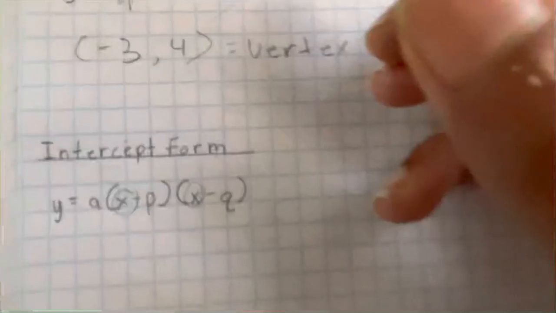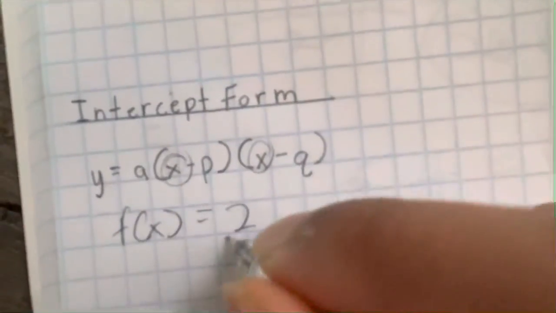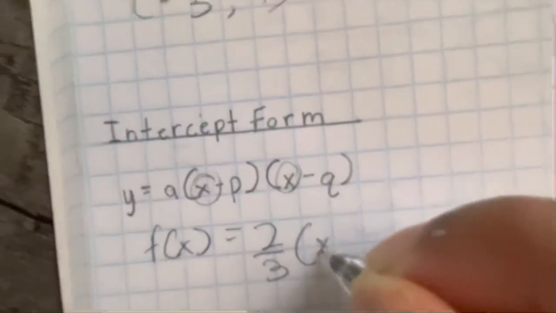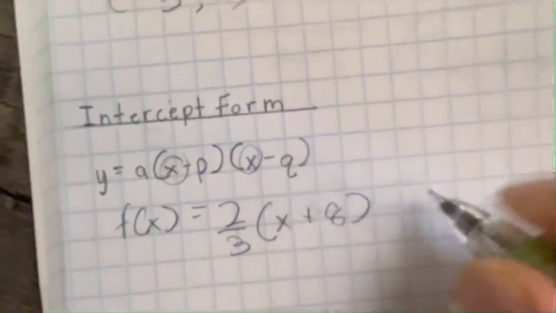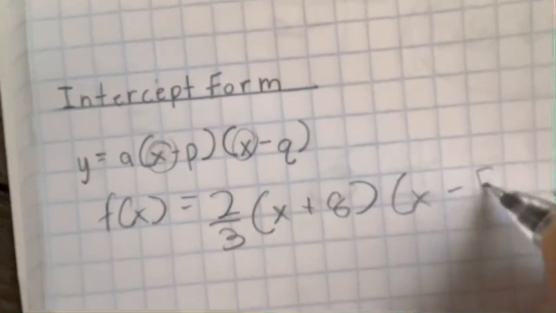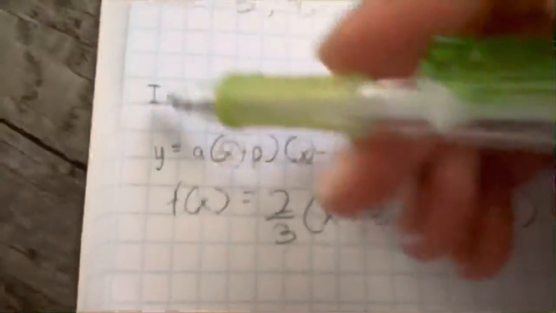So let's write an intercept form equation. We have f of x equals 2/3 into x plus 8 into x minus 5. So we have this intercept form equation right here. Our a value, of course, stays the same. It's 2/3, so we have a shrink of 2/3. And we have x plus 8 and x minus 5.